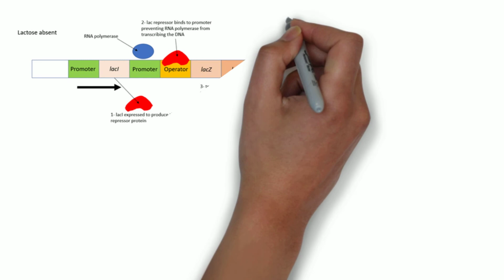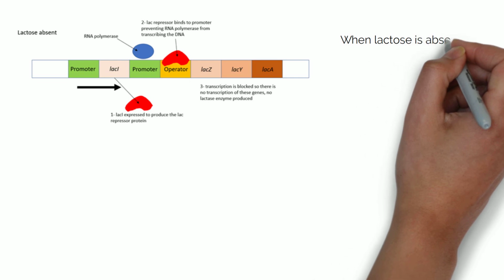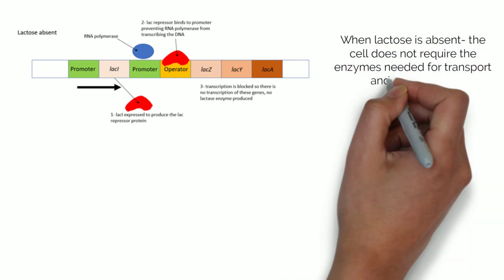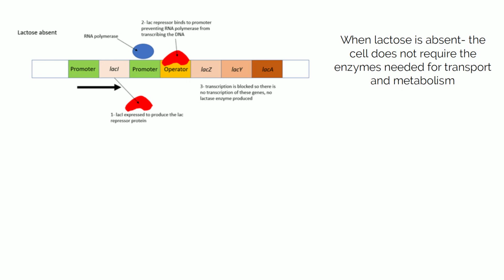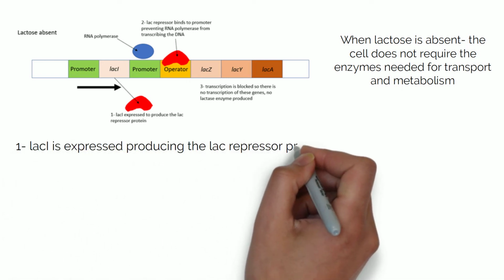So this diagram shows what happens when lactose is absent. When lactose is absent, the cell does not require the enzymes needed for transport and metabolism. LAC-I is expressed producing the lac repressor protein.